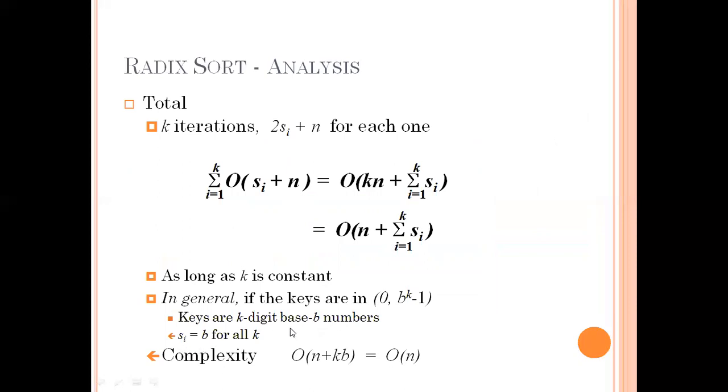So in general, if I say S_i is equal to B, suppose this is a base-5 number. In decimal there can be 10 values, in binary 2, in octal 8. So for each iteration, the number of iterations is as many times as the number of digits. So S_i will be B, the same value. So this value will become K multiplied by B. So again, the time complexity is O(N). But is it right? I don't think so. Let's see in the next slide.